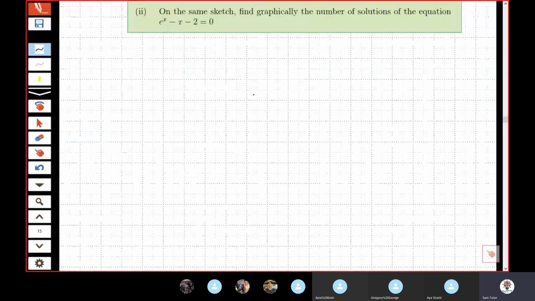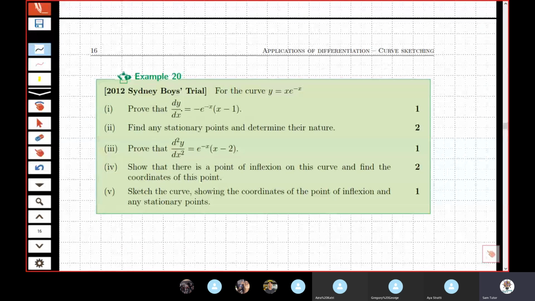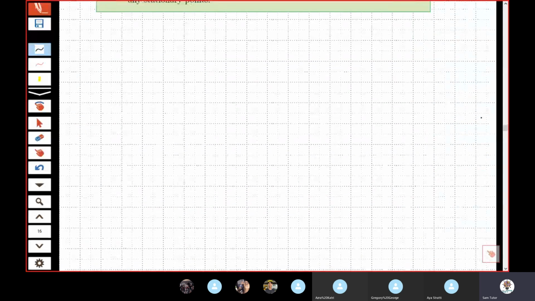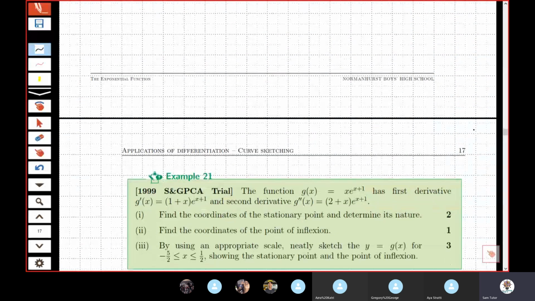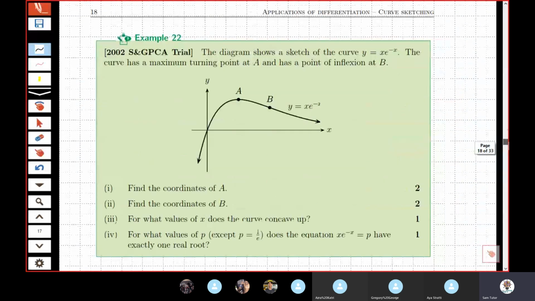Again, for the curve, prove this, find any stationary points and determine their nature. Okay, no, that's application of differentiation, so that's not just yet. Hold on. So stationary points and nature, that's more year 12 level.